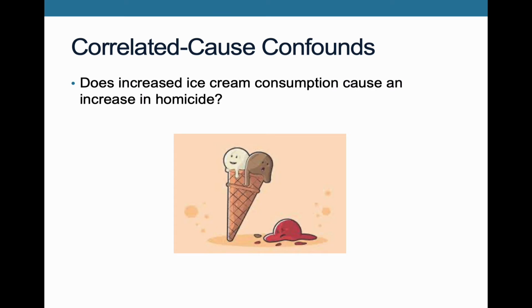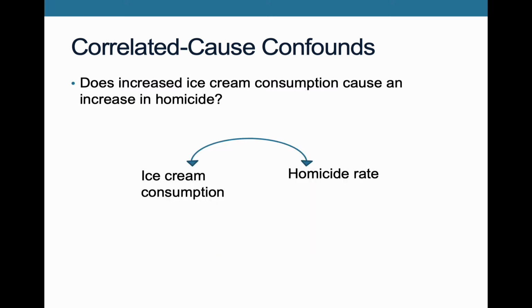So let's talk about this. Does ice cream consumption cause an increase in homicide? We actually see a correlation between ice cream consumption and homicide rates. In the times when there's a lot of ice cream consumption, murder rates go up. Is it that eating ice cream is making people full of rage? Maybe they're going on some sort of sugar high and killing people? That's probably pretty unlikely.